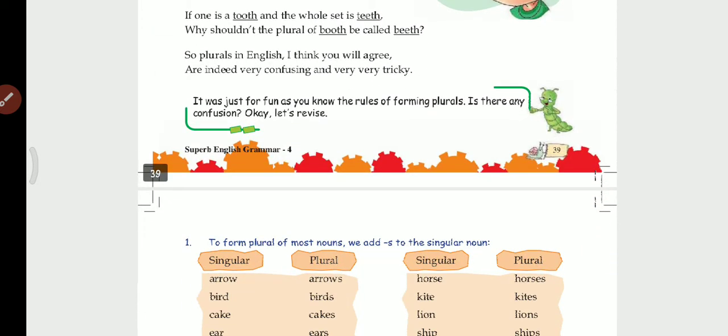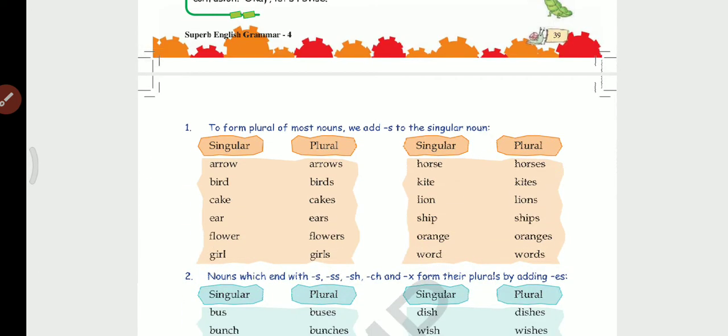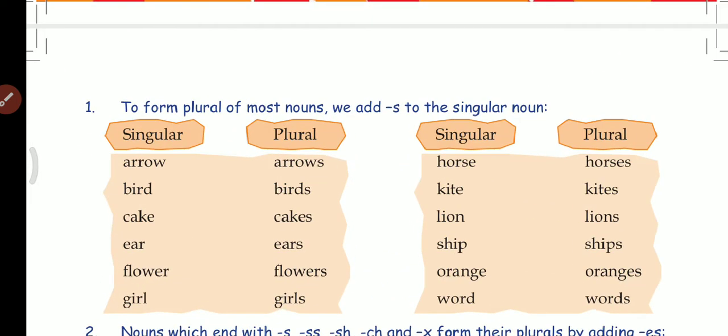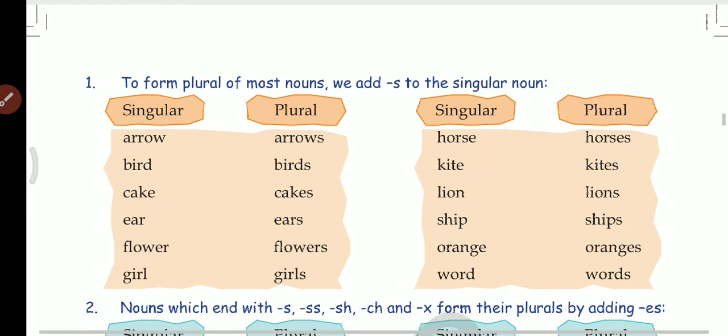See, for changing singular into plural there are certain rules which we need to revise. So very quickly, without wasting any time, I shall start with the first rule. This is the simplest rule, I would say. To form plural of most nouns, we add s to the singular noun. See, this is the most common and simpler rule. What we do in order to change singular into plural, we just add s.